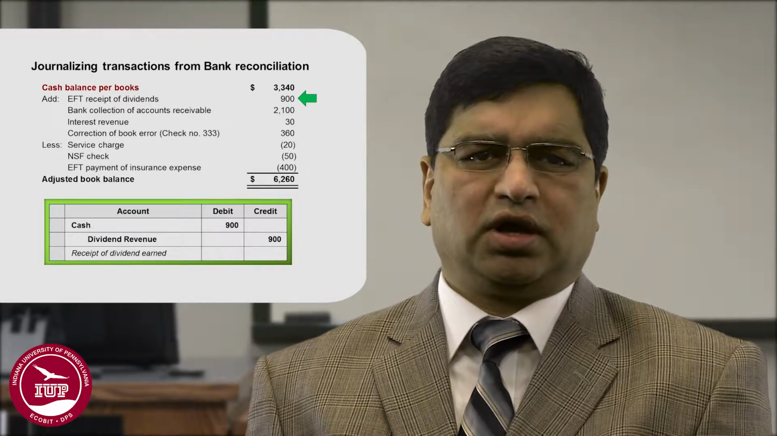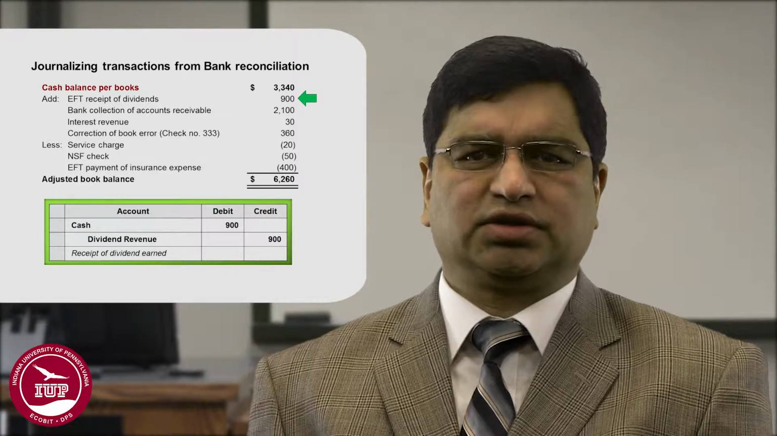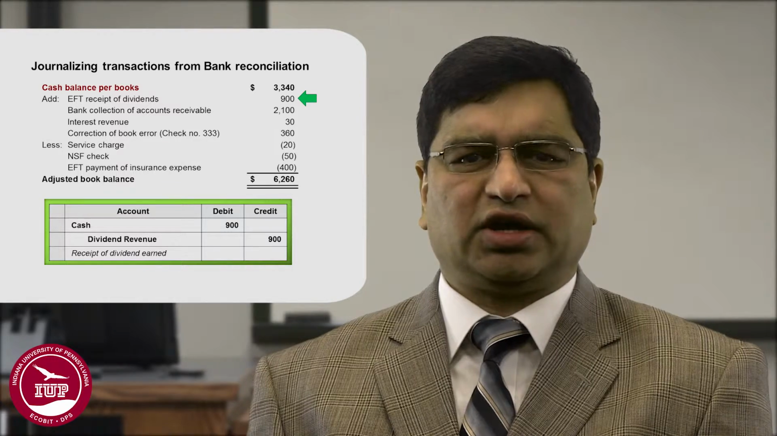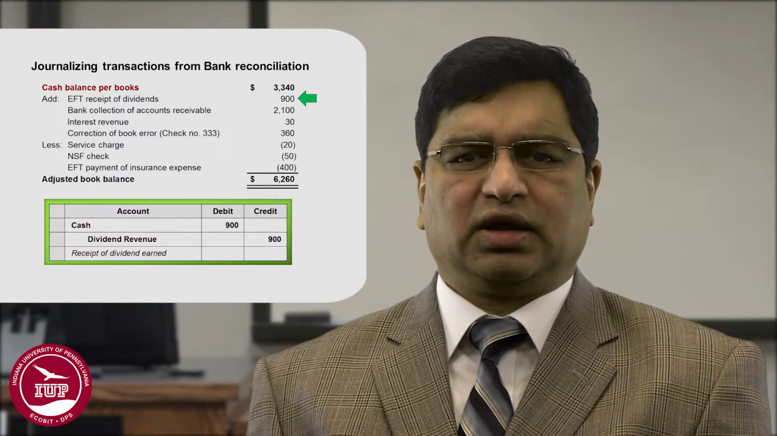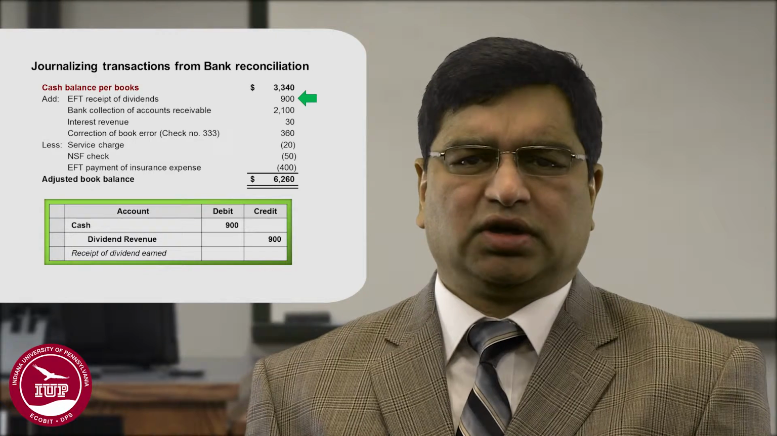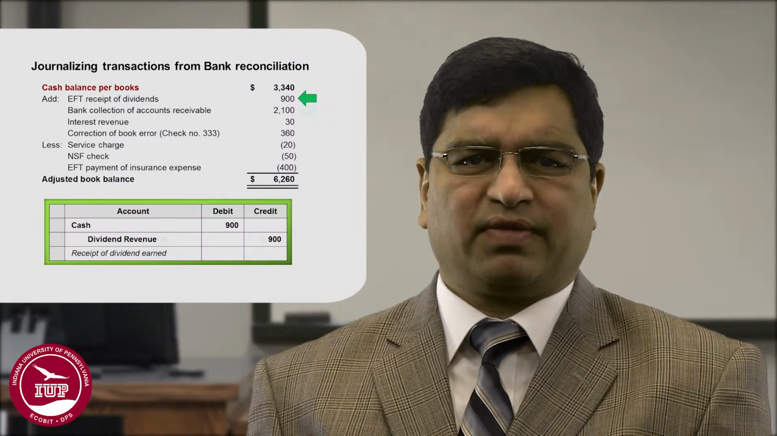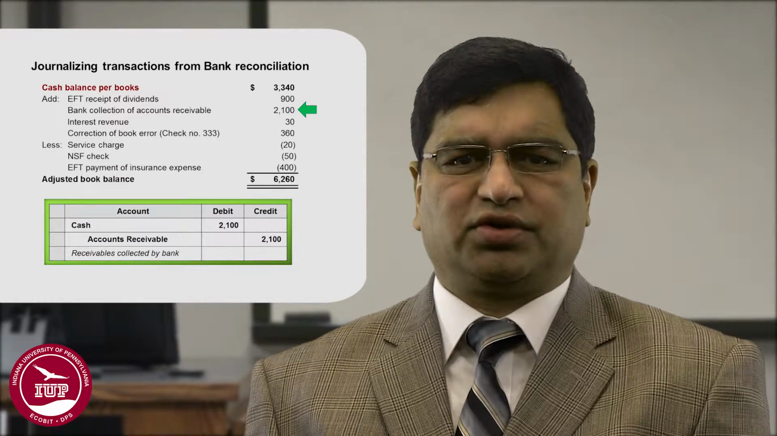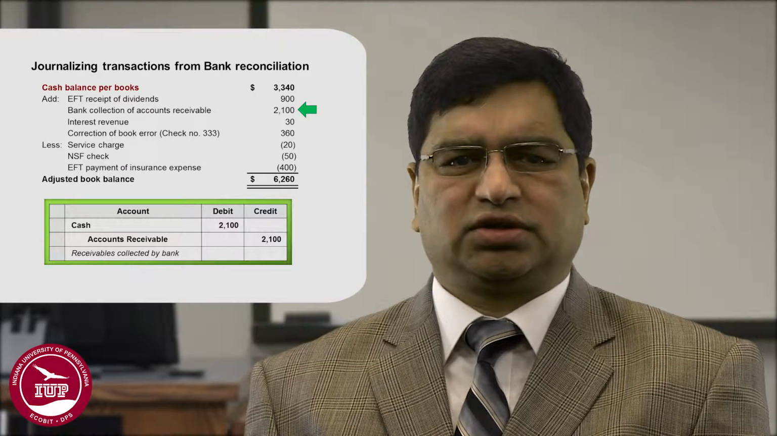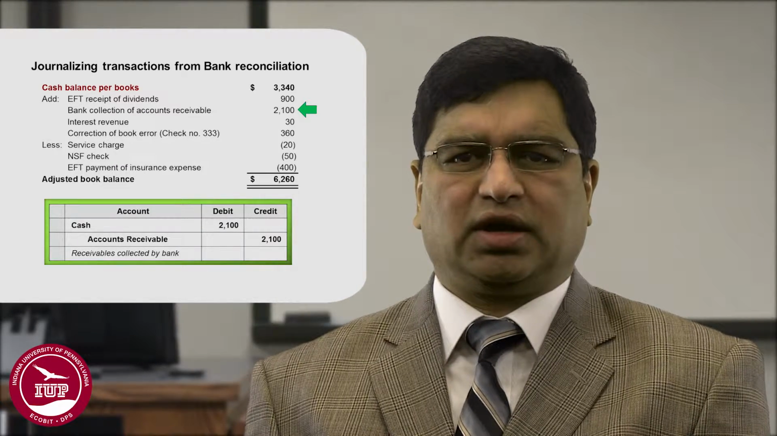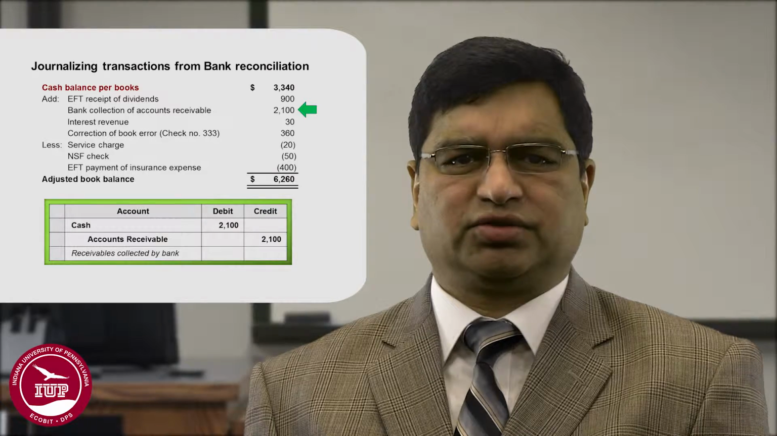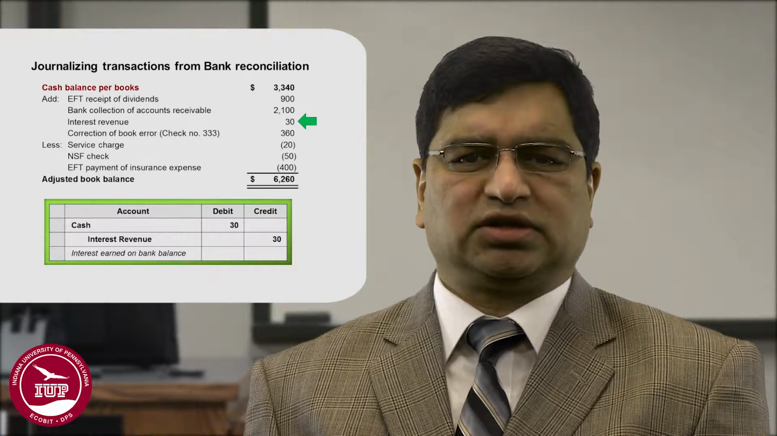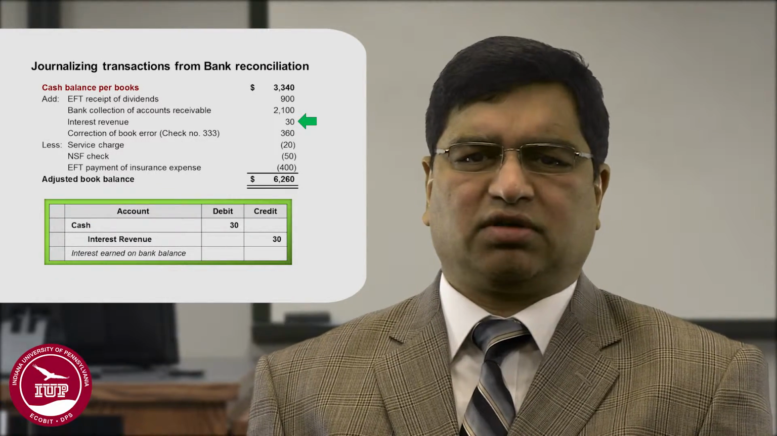For example, electronic fund transfer receipt of dividends for $900. This has increased your cash balance, so your cash is debited by $900, and it is in the form of dividend revenue, so dividend revenue is credited by $900. Similarly, for the bank collection of account receivable, you have got $2,100 against the account receivable, so you'll make a journal entry to make that adjustment. Then the interest revenue received from the bank: your cash balance has increased, your interest revenue has increased, so it is credited.